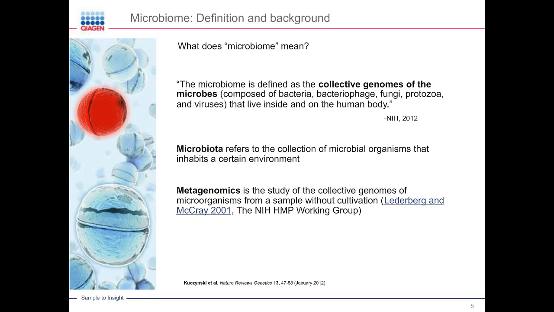This is based on one of the definitions given in an NIH publication in 2012. Then the second term, which often leads to confusion, is microbiota. What does this involve? Microbiota refers to the collection of microorganisms that inhabits a specific environment. For example, it can be soil, microbes in water, or it can be within an organism, or on, including gut microbiota, or if you look at urinary microbiota. And these microorganisms can be either commensal or pathogenic.